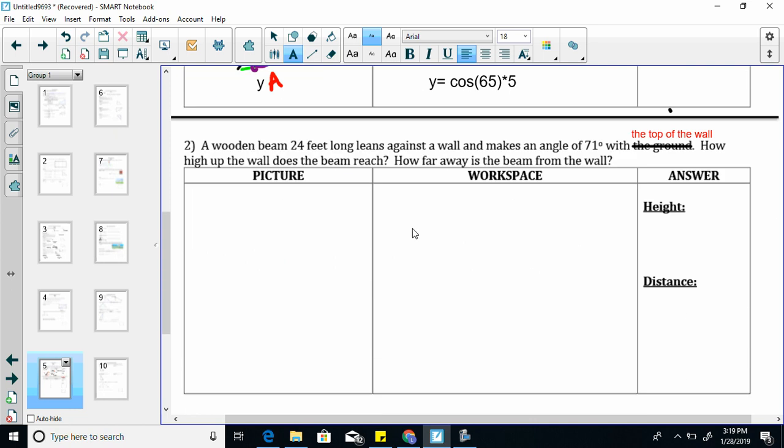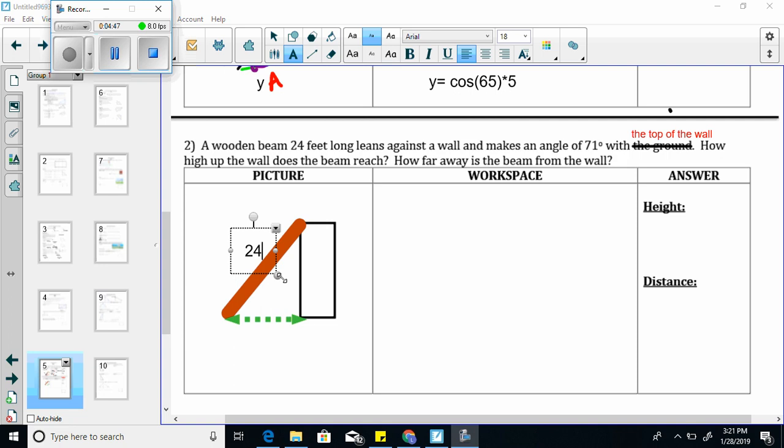Okay, coming down here to example number 2, we're actually going to change this one up a little bit so it's not the same thing. It says a wooden beam 24 feet long leans against a wall and makes an angle of 71 degrees with the top of the wall, is what I want you to change it to. How high up the wall does the beam reach? So let's draw a picture real quick.